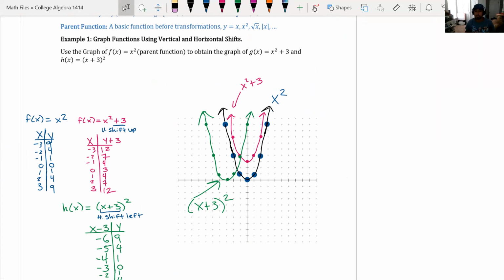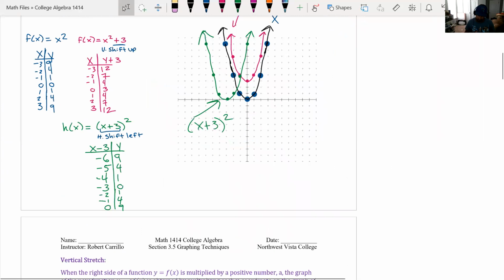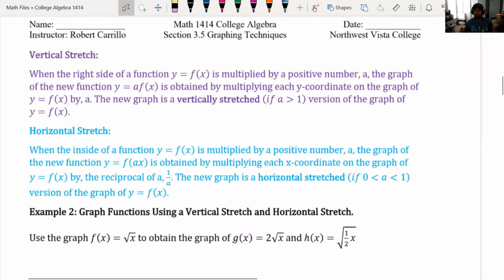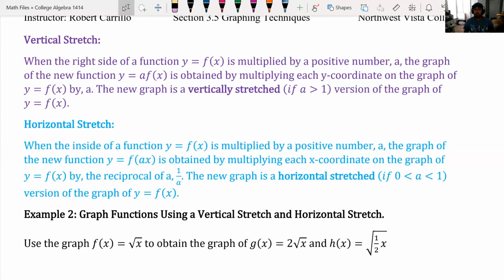Okay, now let's get into the other transformations. The next ones we get into are stretches. Once again, vertical stretches are pretty straightforward. If the right side of a function is multiplied by a positive number a, then the graph is vertically stretched as long as a is greater than 1. So if I had y equals 2x squared, the graph of x squared would be stretched by 2. You would multiply all the y values by 2, which means you stretch those y values. Whatever number's in front, you'll multiply all the y values by that number and stretch them.